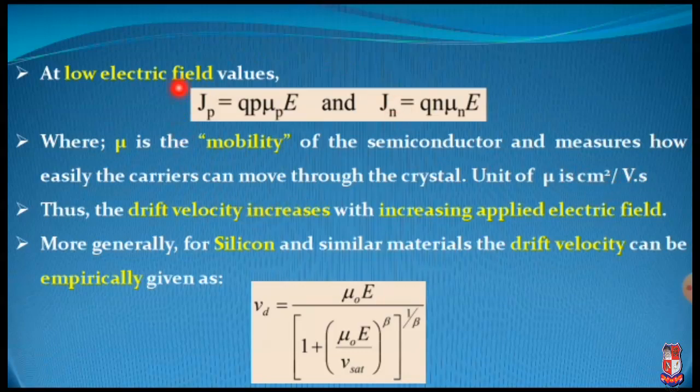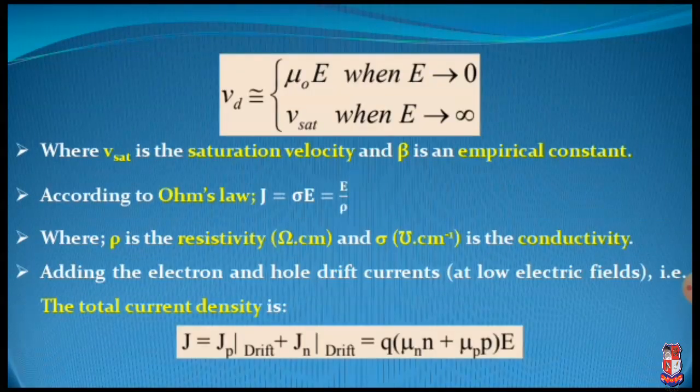Thus, from these two equations, we can say that the drift velocity increases with the increasing applied electric field because Vd is equal to mu into E. More generally, for silicon and similar materials, the drift velocity can be empirically given as Vd is equal to mu 0 E upon (1 plus (mu 0 E upon V saturated) raised to beta) raised to 1 upon beta, which tends to the equation when there is no electric field applied.